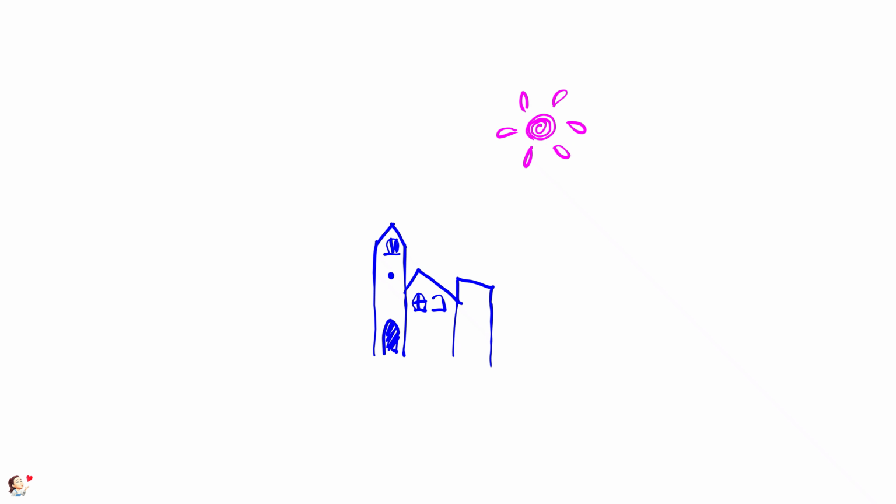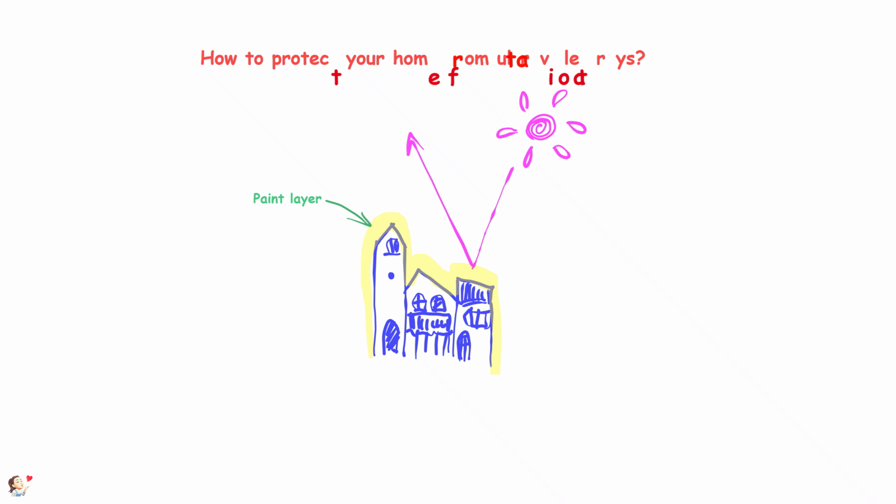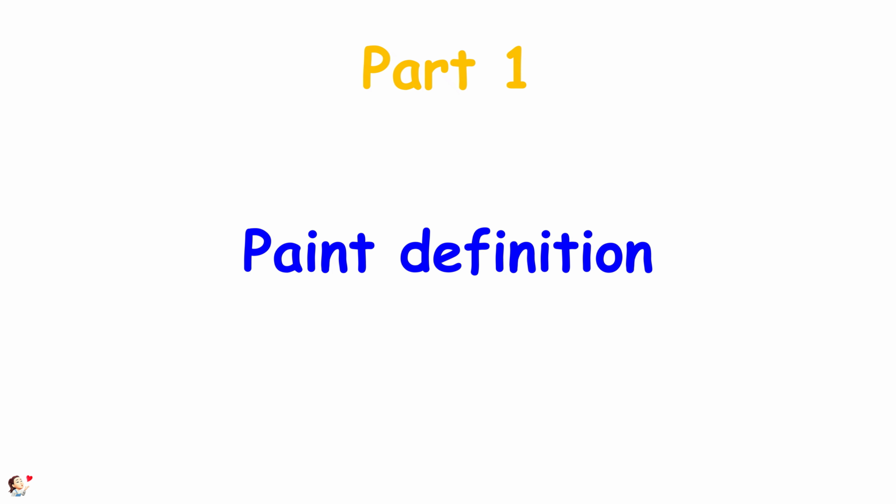In fact, have you ever wondered why every house needs to be painted? In other words, how to protect your house from ultraviolet rays? The answer is simple: to reflect as many ultraviolet rays as possible. And this is achieved through the paint on the exterior of the house. At this point, you might be wondering what paint really is. So, let's move on to part 1.